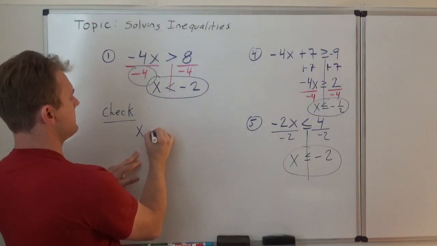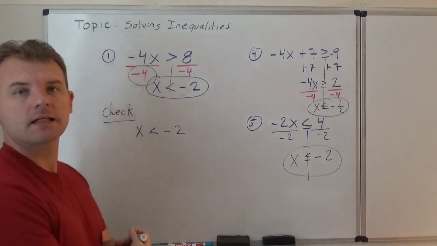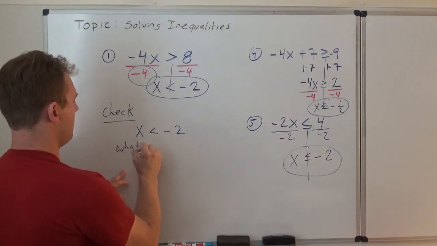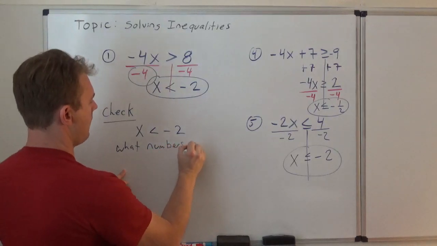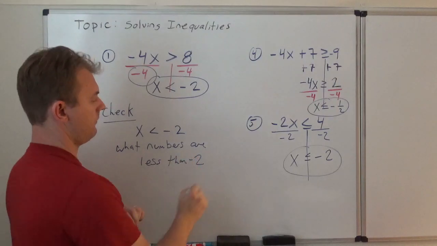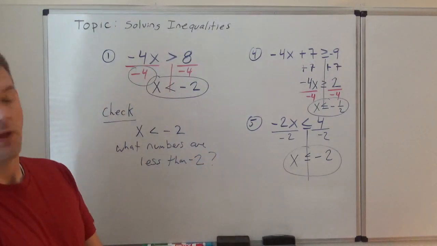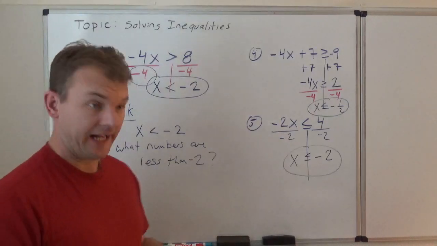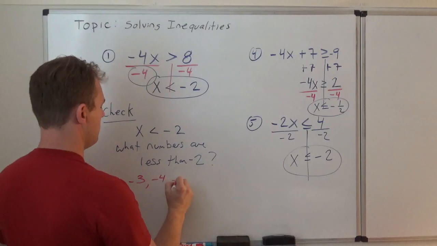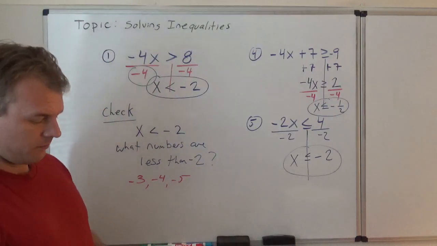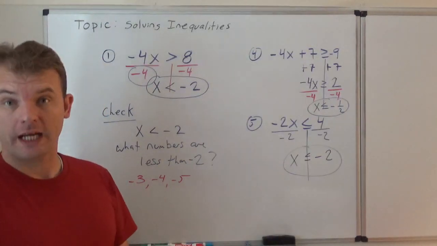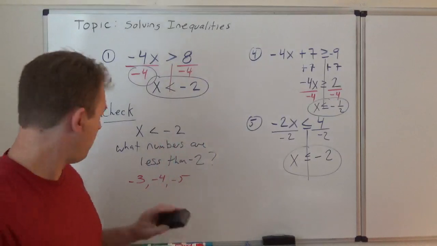Our answer is less than -2, correct? What numbers are less than -2? Well, we got -3. We got -4, -5. Well, be very careful. Don't write it like this. Write it in your interval notation that I taught you a little bit ago.